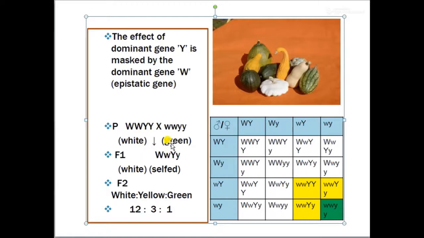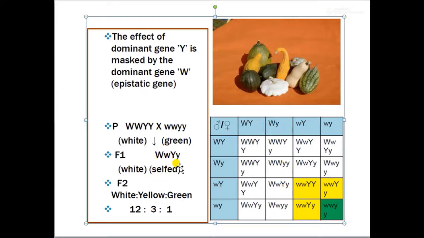And as a result, you get a hybrid which is considered to be capital letter W, small letter w, capital letter Y, and small letter y. And of course, due to the presence of capital letter W over here, as I told you, capital letter W is a white one and it is dominant over the Y gene, and as a result, a white fruit is obtained.